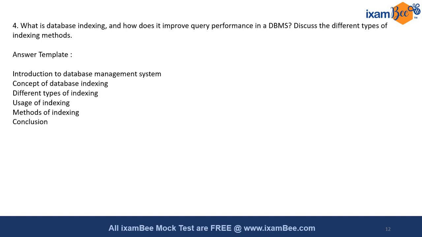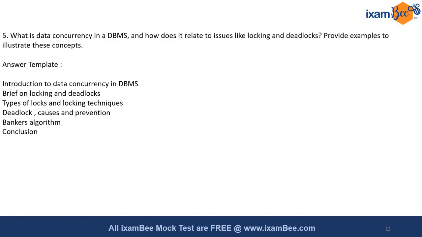Okay. Now, coming to the 5th question. What is the concurrency in database management system and how does it relate to issues like locking and deadlock? Explain with an example to illustrate these concepts. Again, introduction. After the introduction on the data concurrency in DBMS, you're going to write a brief introduction about locking and deadlocks. What are these?